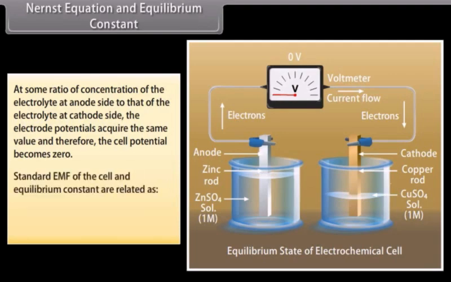By knowing the standard EMF of the cell, the equilibrium constant for the cell reaction can be calculated as E0 cell is equal to 0.059 upon n log Kc.